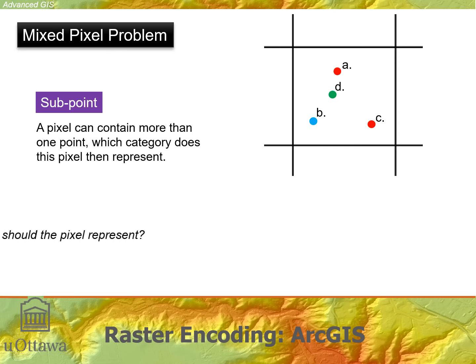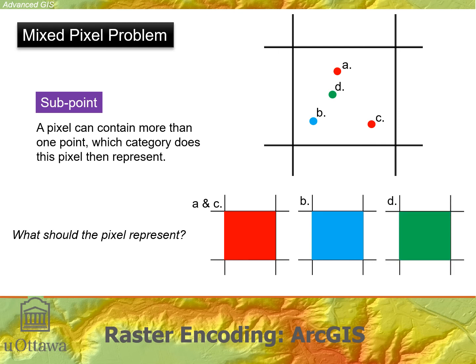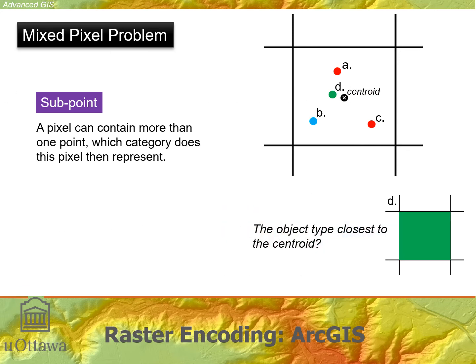So what do we do? Should the cell represent A and C, which are red, B, which is blue, or D, which is green? The type closest to the center is one possibility. Again, that's the default method in encoding points to raster in ArcGIS Pro. And in this case, because D is closest to the center, the cell would take on the value D, or green in this case.